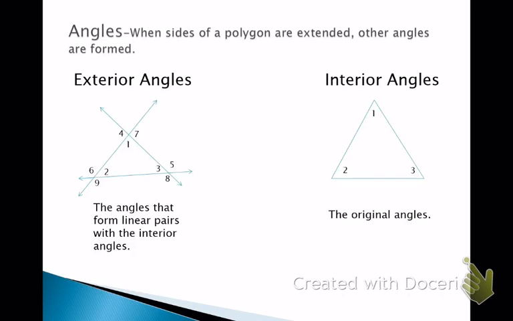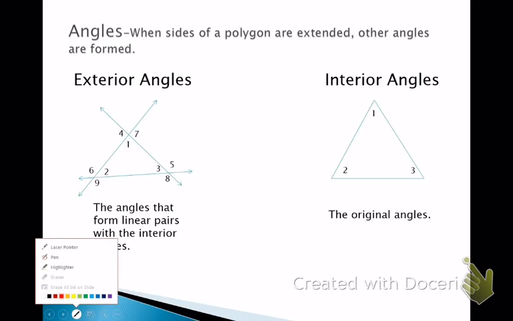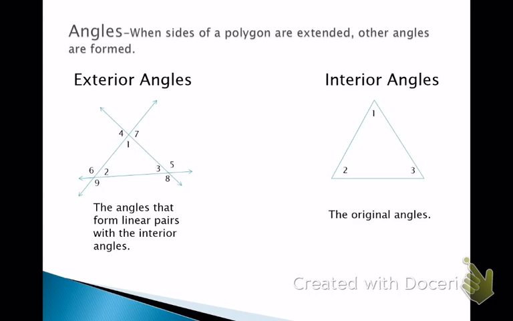First of all, interior angles. Interior means inside. Inside, the angles are the angles that you've always looked at, always talked about. It's the original angles. You see them over here. And so angle 1, angle 2, and angle 3 are all going to be your interior angles. So these are all your interior angles.